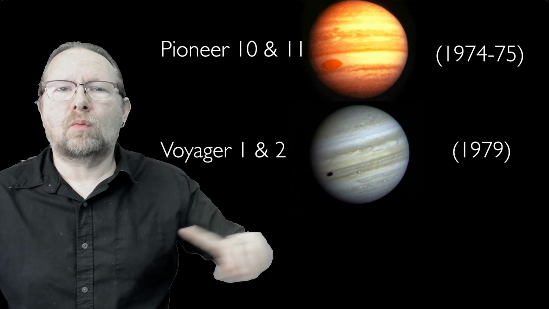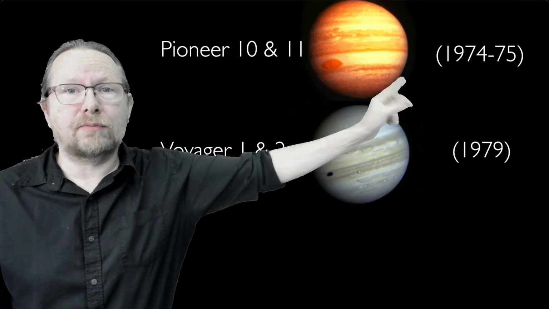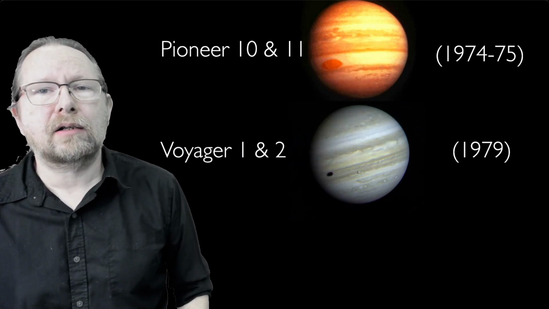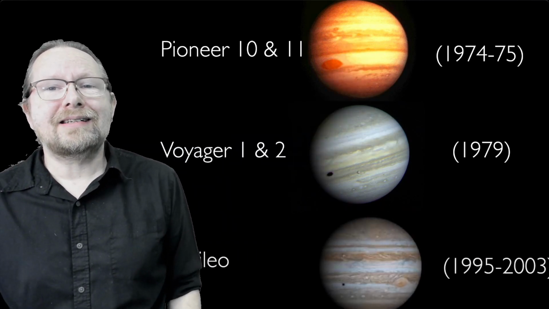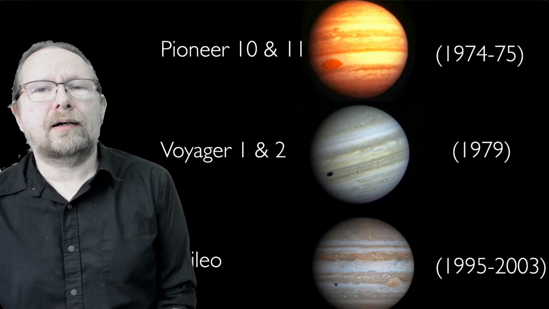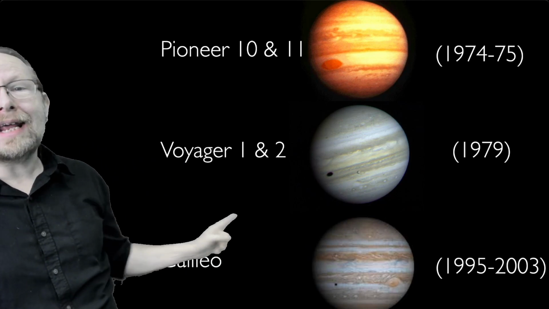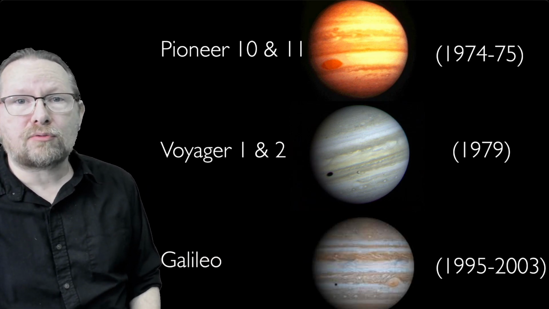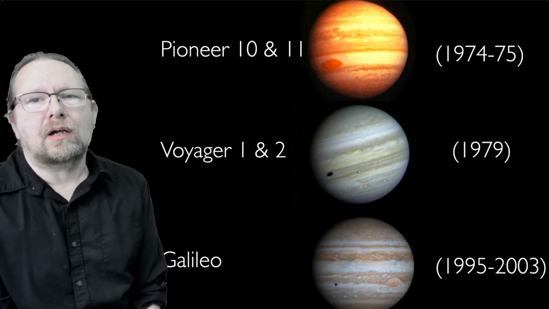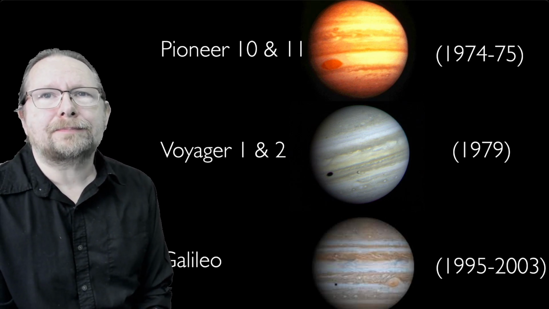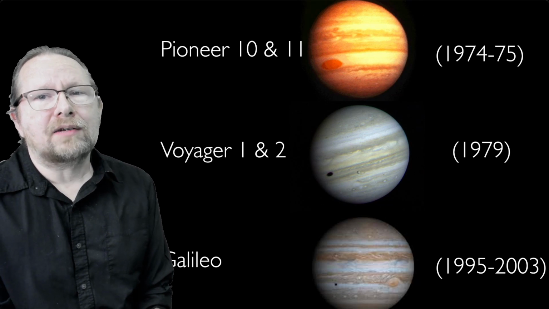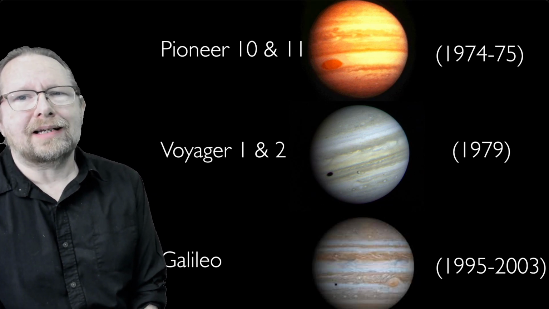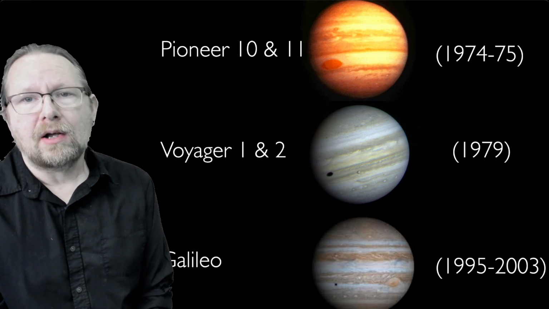Voyager 1 and 2 both went on to Saturn. Voyager 2 actually kept going to Uranus and Neptune and then out of the solar system entirely. In the 1990s, we launched a mission that actually stayed around Jupiter and orbited it from 1995 until 2003. That was the Galileo Mission. So a lot of our most recent scientific information about Jupiter and its moons comes from the Galileo mission from the late 1990s, early 2000s.